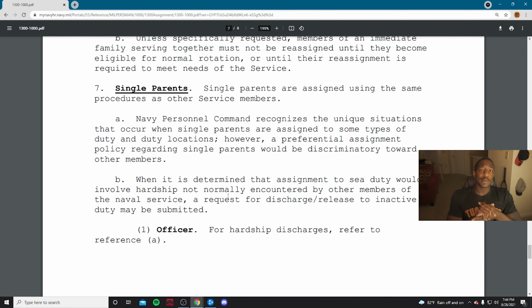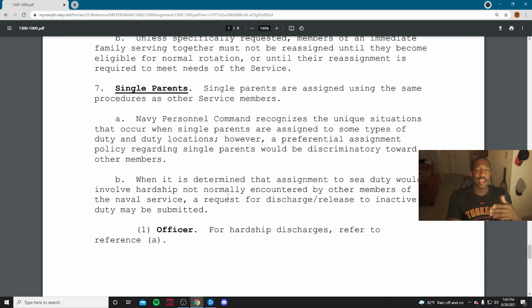So lastly, I'm going to talk about single parents. Single parents assigned to the same duty station procedures are as follows. The Navy Personnel Command recognizes the unique situation. So when it's deemed a hardship, like you're a single parent and you're going through abnormal stuff that a normal sailor won't be going through, they will try to get you off of that duty station to where it'll make your life easier.